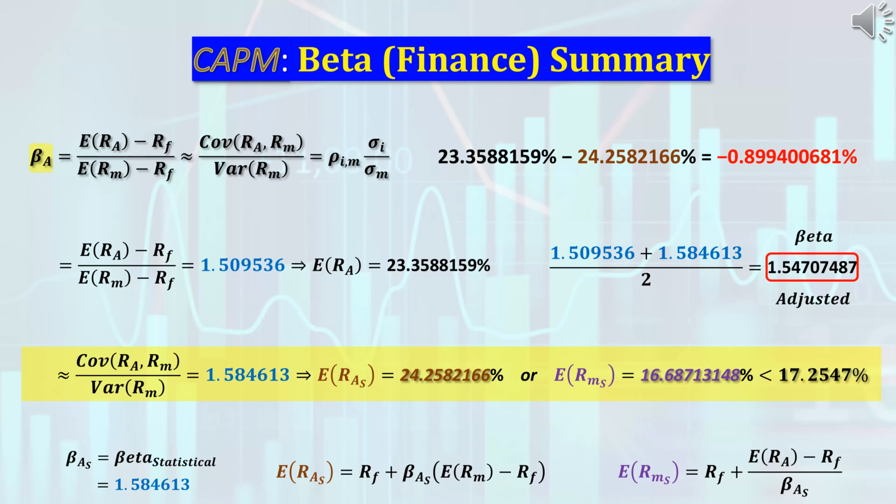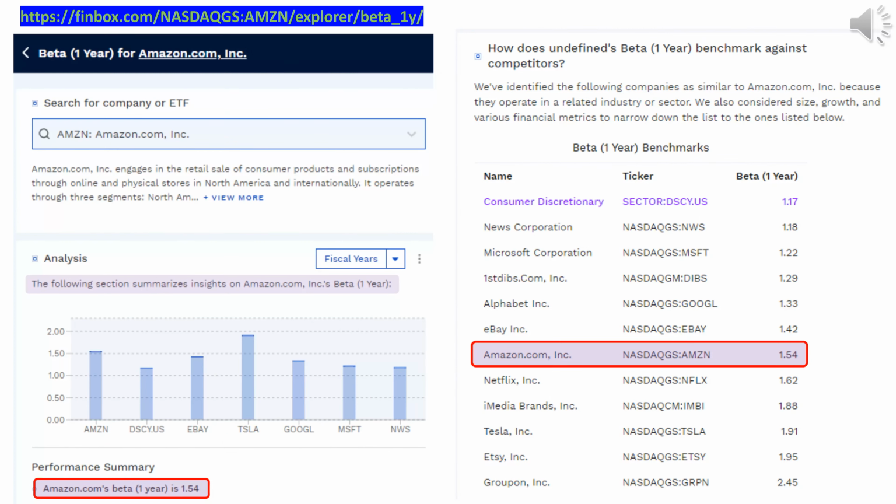One could also interpret the higher rate as the S&P 500 overestimating the market, which could be around 16.68713% instead of 17.2547%. Reconciling actual and statistical beta models can be as simple as taking the average of the two, so that the final expected beta is closer to 1.54707. Adjusting beta by averaging the actual beta with the statistical beta is a good fit for the model.